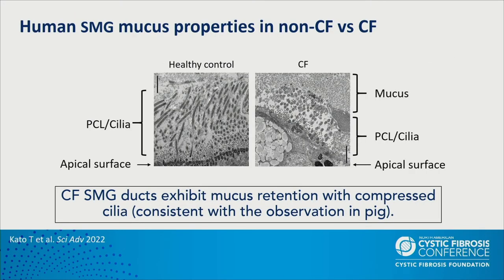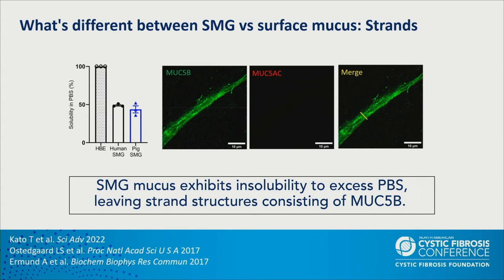Again, in human, we also observed the thick mucus retention and compressed cilia in gland duct in human CF tissue. And as the other presenters showed, it is known that glandular mucus forms the distinct characteristic strand. And we also initially investigated whether the solubility is different between surface and gland mucus. We used the human bronchial epithelial cells mucus as a model of surface mucus. We collected the HB mucus and pig and human glandular mucus and left these samples in excess PBS buffer for 4 days. The HB mucus could completely dissolve into solvent, but the glandular mucus could dissolve about half, leaving the other half as an insoluble portion. We immunostained that insoluble portion and confirmed the MUC5B positive mucus strand.